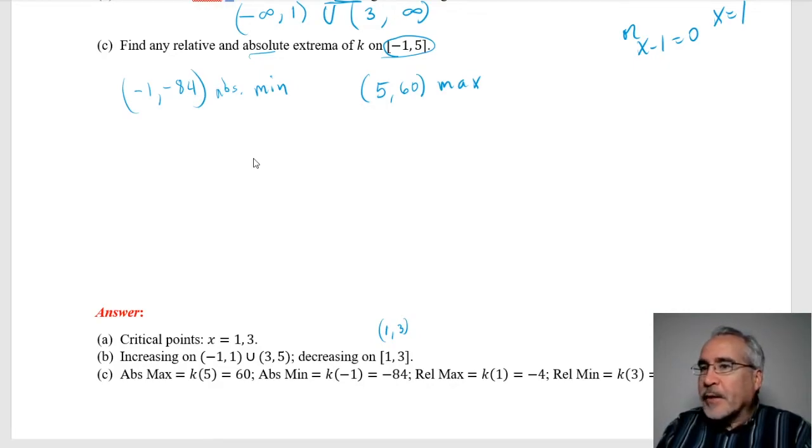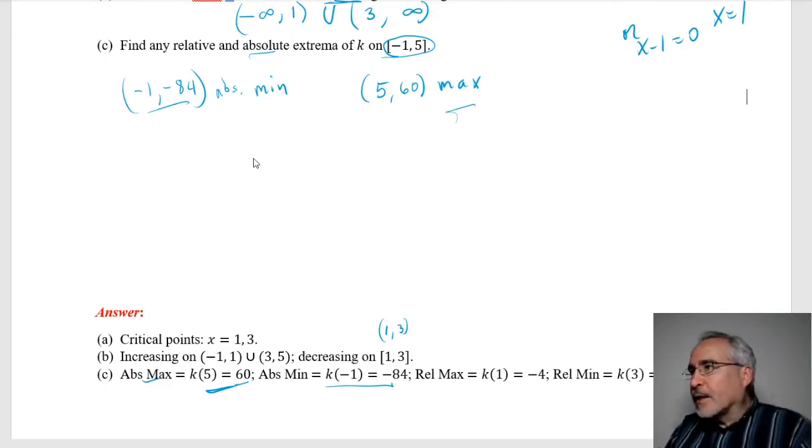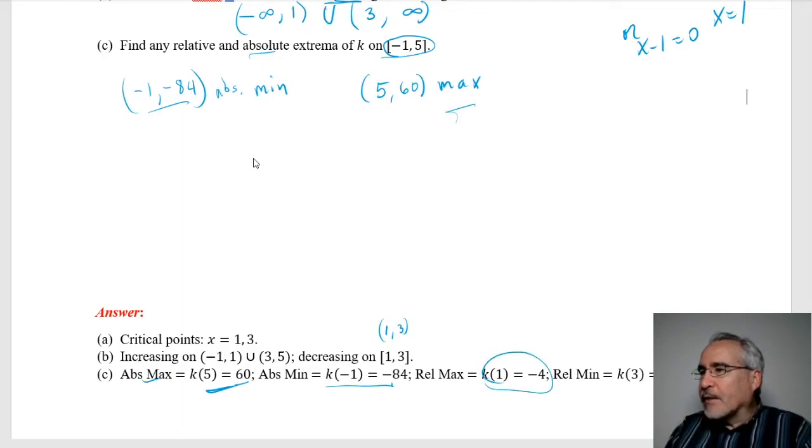So when we plug in 5, we get 60, and that's an absolute max. We did that all right. Absolute minimum at -1, -84. So those are our endpoints. And then we get relative minimum and max, but notice it didn't ask for those. But yes, we knew these would be places of relative max, a relative min.